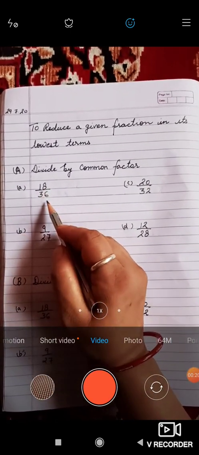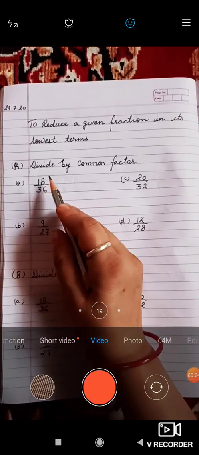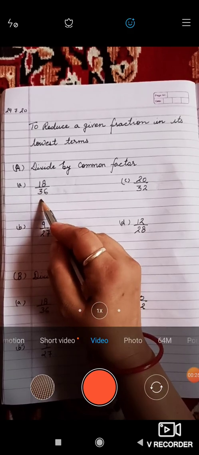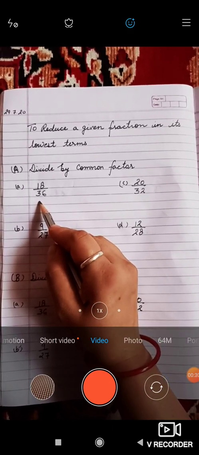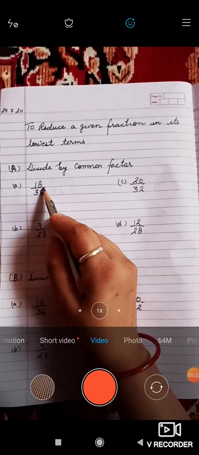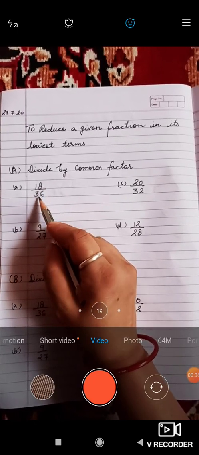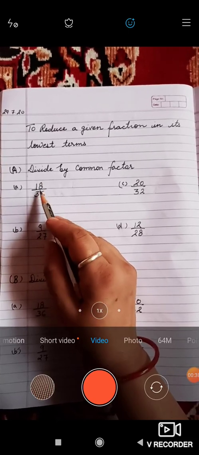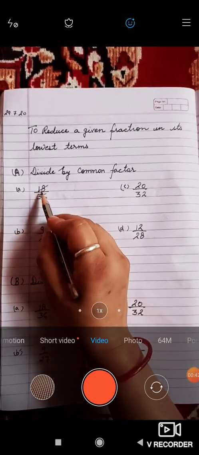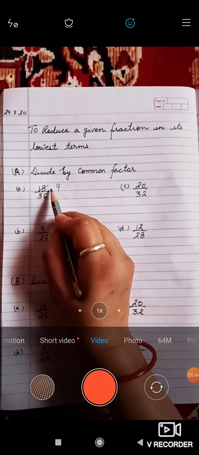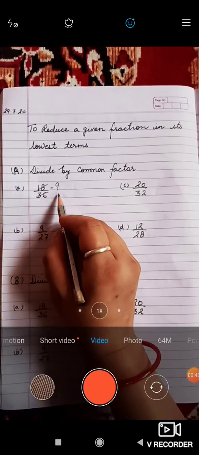Here I have taken a fraction that is 18 upon 36. 18 is the numerator and 36 is the denominator. Now we will find a common factor for these two numbers. So 2 is common for 18 and 36. First we will divide both the numbers by 2. Divide 18 by 2, you will get 9. Then divide 36 by 2, you will get 18.